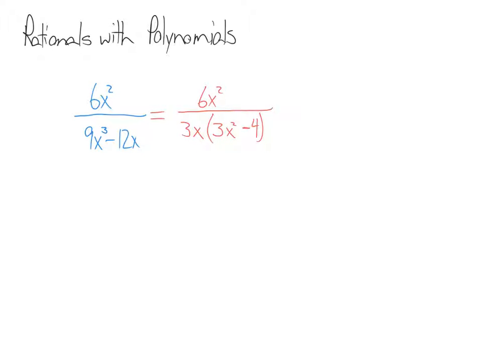Now that we have multiplication between that 3x and the parentheses, now we can reduce. So now you can take that 6 and the 3 and cancel and make that a 2. Now you can take this x and cancel it with one of those x's. So it's 2, and you've got a leftover x, over the 3x squared minus 4. Okay? And that's fully simplified.